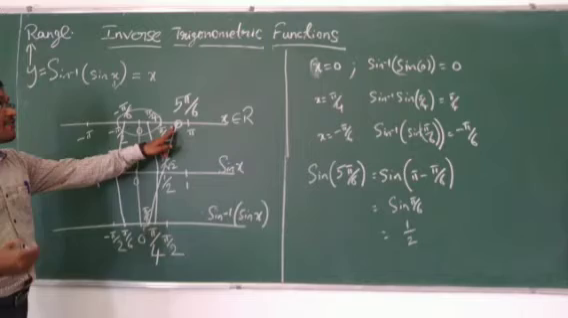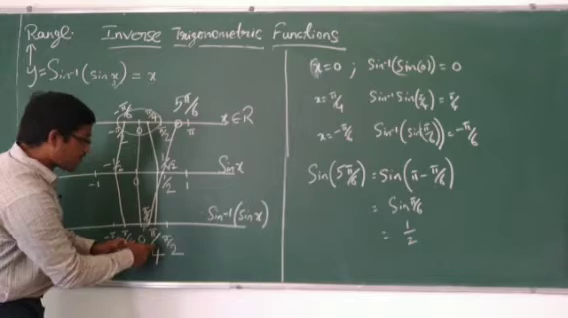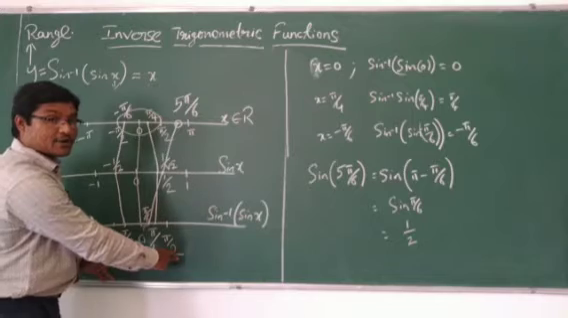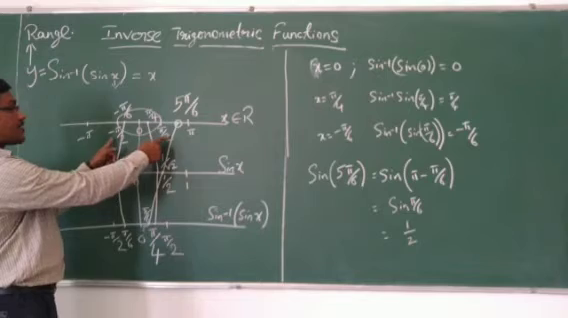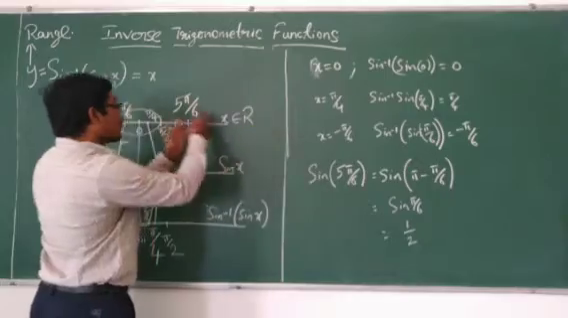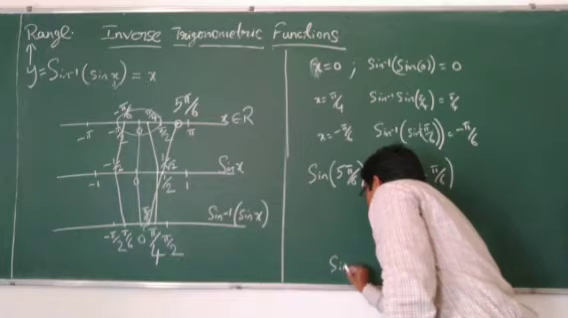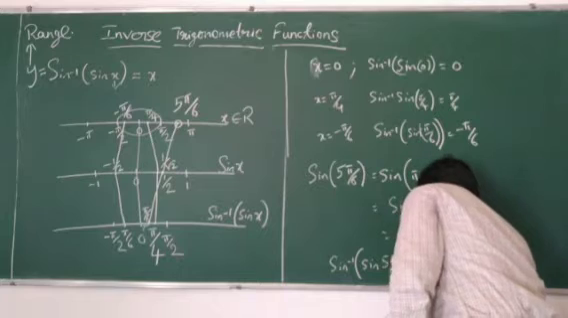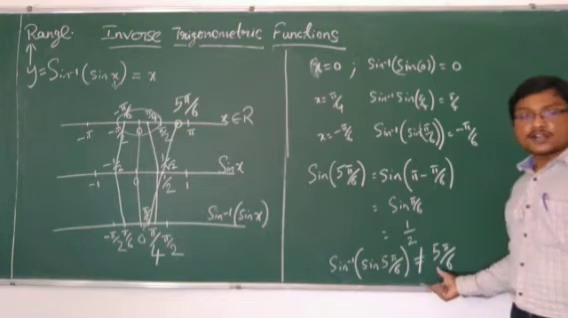See, here I am taking a value which is not in the minus pi by 2 to pi by 2 interval. But what is the value I am getting for sin inverse of sin x? I am getting a value in the interval minus pi by 2 to pi by 2. So you get the same value only when you take x from minus pi by 2 to pi by 2. If you take any value other than this, you are not getting the same value. That is, sin inverse of sin 5 pi by 6 is not equal to 5 pi by 6. This is not satisfied.